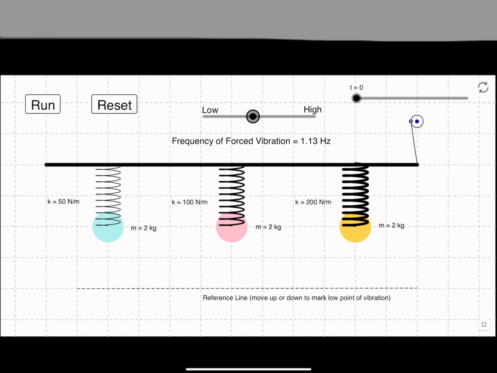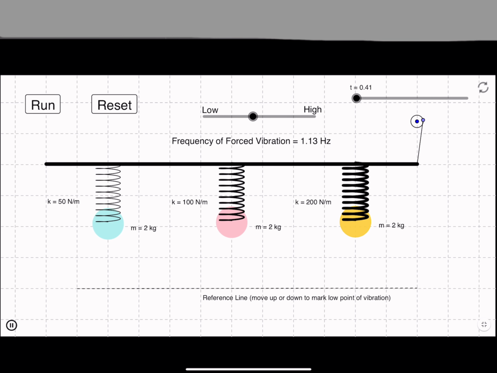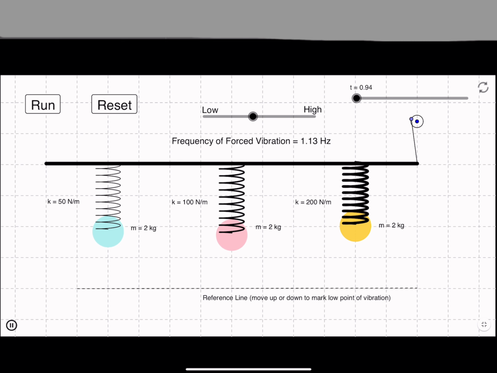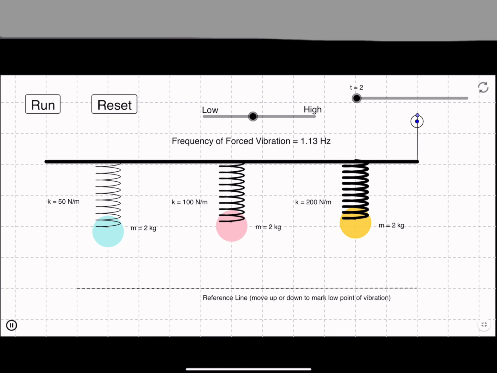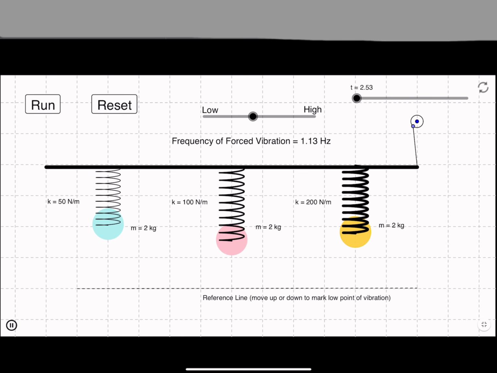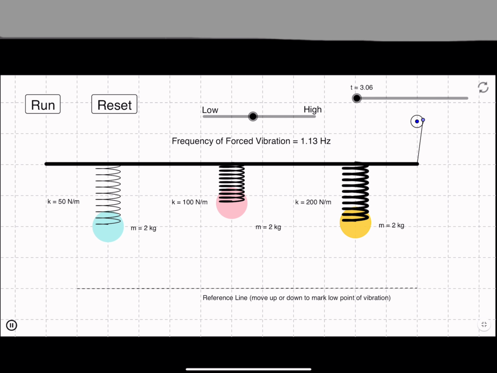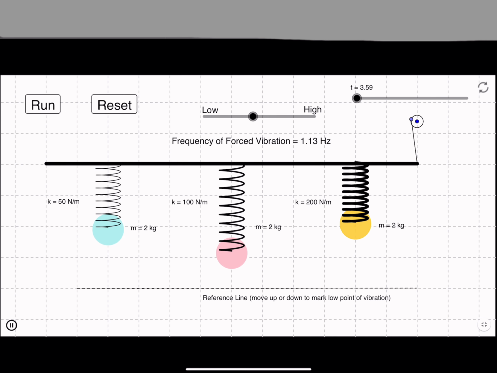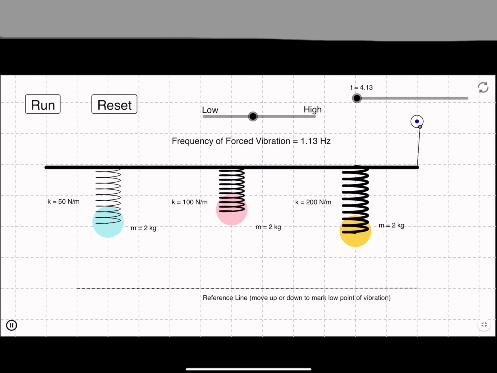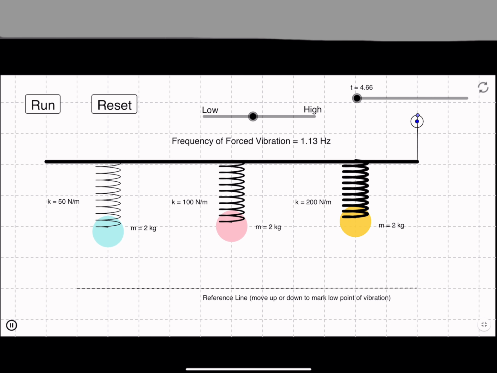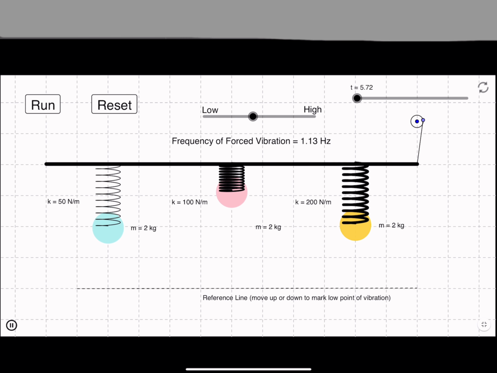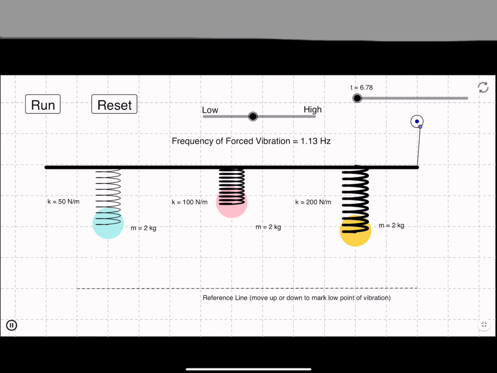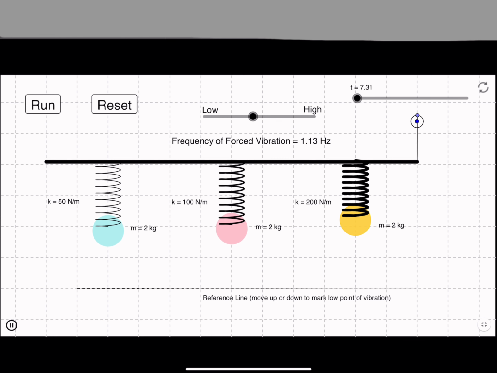This is the frequency. Now let's see what is the situation of these three balls. The natural frequency of your pink ball is 1.13, and you have provided this frequency, so the force frequency is also 1.13. What you are observing now is that the pink ball is vibrating with maximum amplitude. Again the same point: we have provided the same frequency to all of them, but only the pink ball is vibrating with the maximum amplitude.